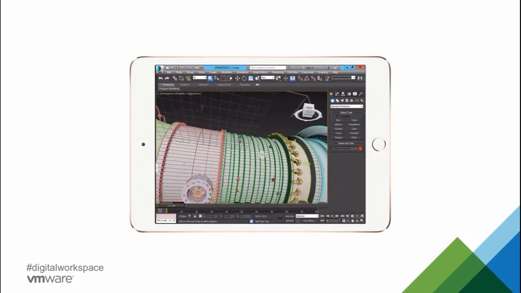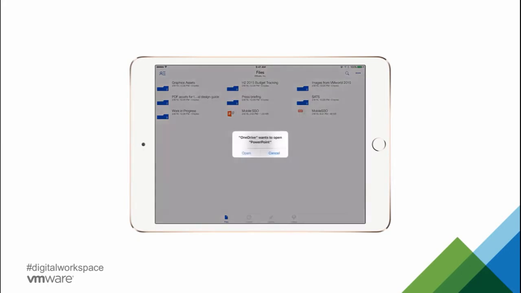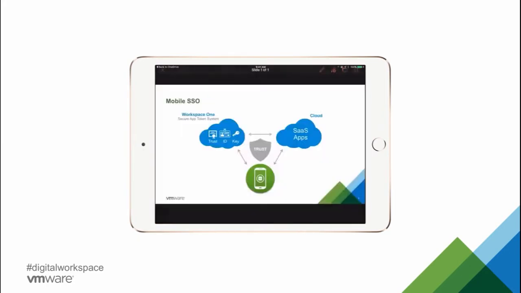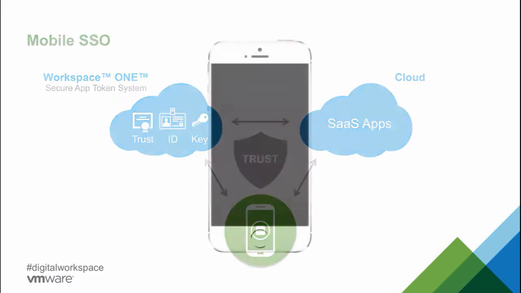Next, let's talk a little bit more about single sign-on. We want to announce Mobile SSO, or Secure App Token System, a patent-pending technology. We are the first company to take a SaaS or mobile app and be able to establish a trust to the enterprise through WorkspaceONE to deliver this great user experience. Single sign-on, which is far more secure than passwords or tokens.